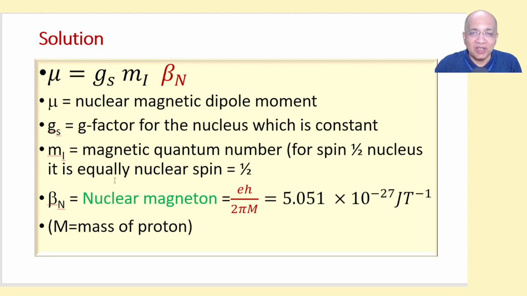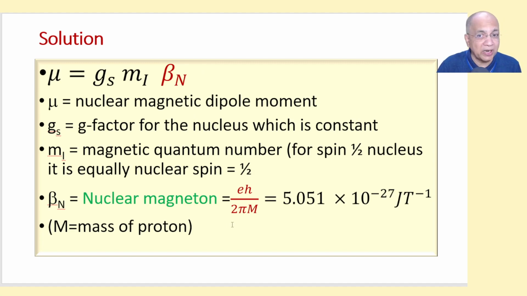So this is gS, the g factor. That is a constant for each nucleus. It will be given to you. I'm not discussing any further detail about the g factor. This is mI, the magnetic quantum number, and for a spin half nucleus like fluorine-19 or proton, it is half. Simply the nuclear spin, because plus half and minus half are the only two possibilities of the magnetic quantum number. So for spin half, C-13, proton, fluorine-19, this is simply I, the spin number. And this is a constant called the nuclear magneton, beta-n, whose value is given to you.